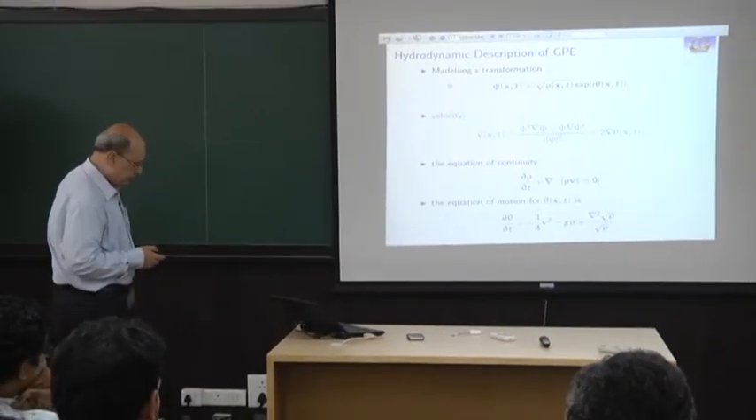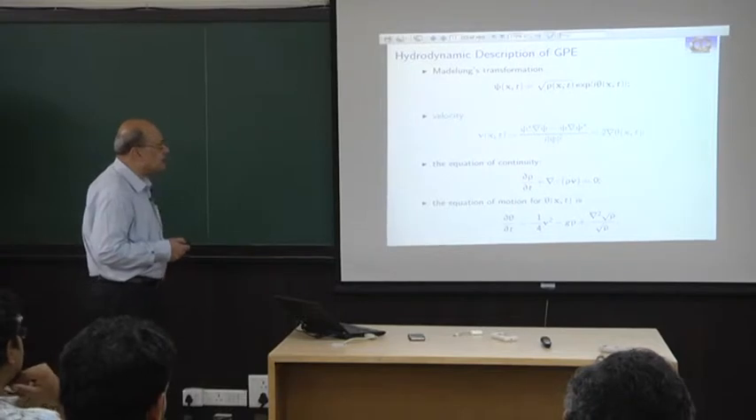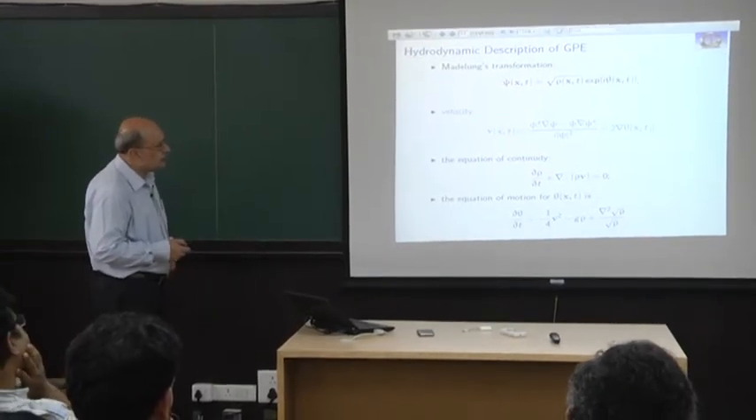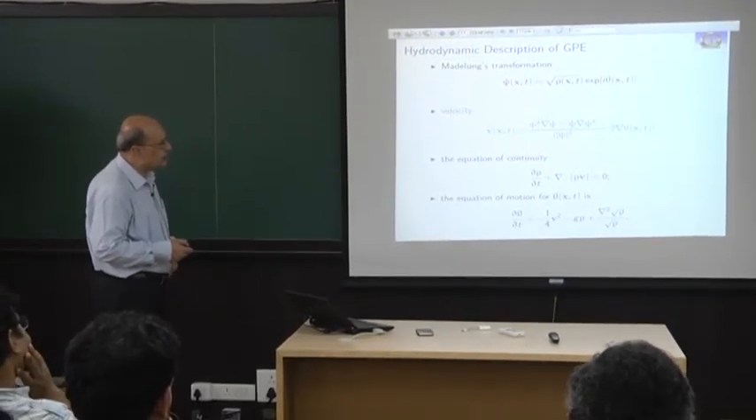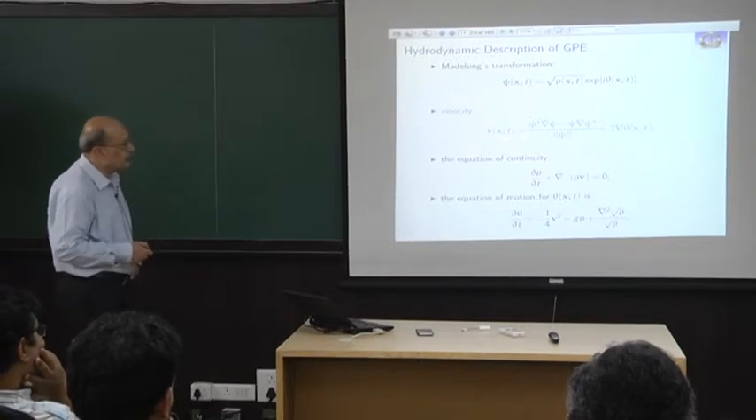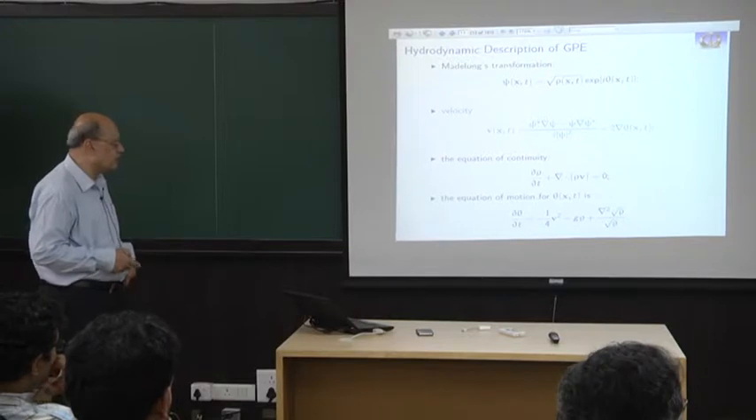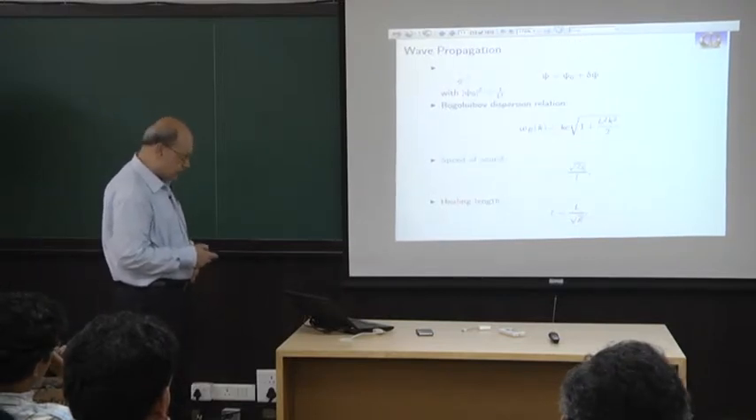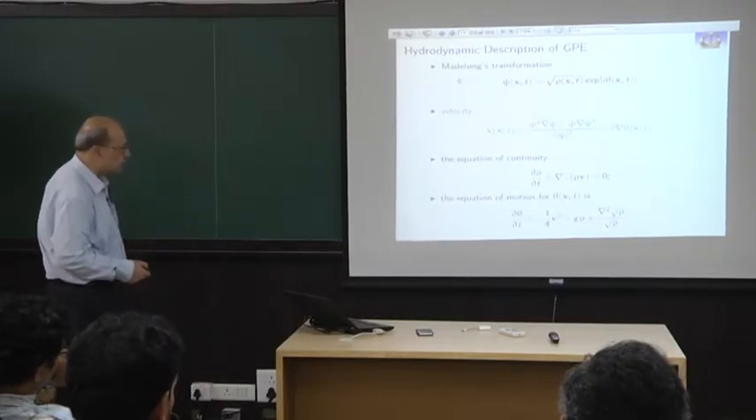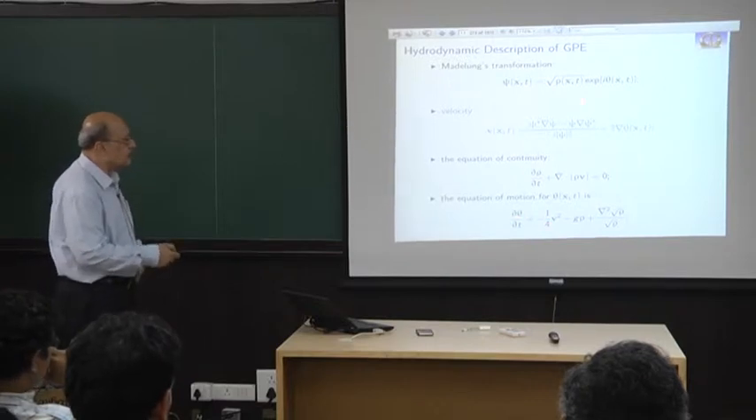Okay. There is this famous Madelung transformation. You do this, so that's the amplitude, that's the phase. The velocity is related to the gradient of this phase. So this is the velocity of the superfluid. There's an equation of continuity, and you can write down something for theta.